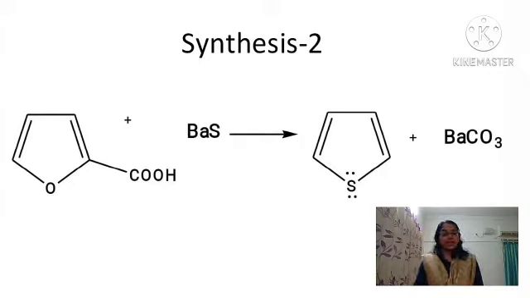Furoic acid is actually a furan with a substitution, that is a carboxylic acid. So when this furoic acid is treated with barium sulfide, the oxygen atom present in the furan ring is replaced by sulfur. Moreover, this carboxylic acid group gets decarboxylated and is eliminated as barium carbonate.